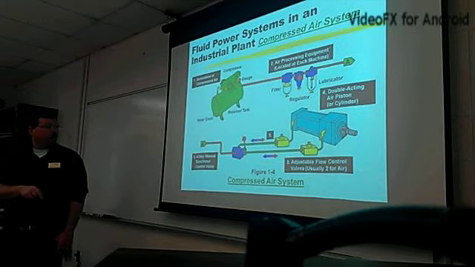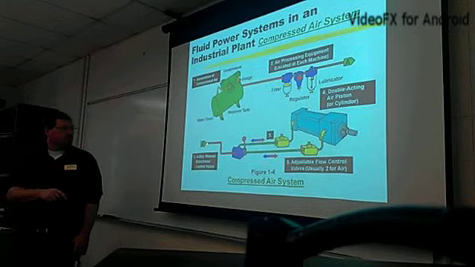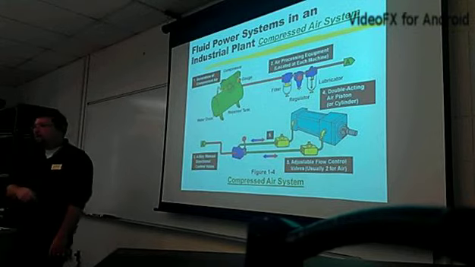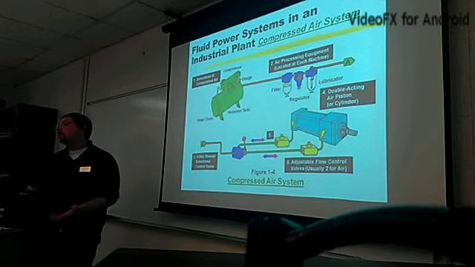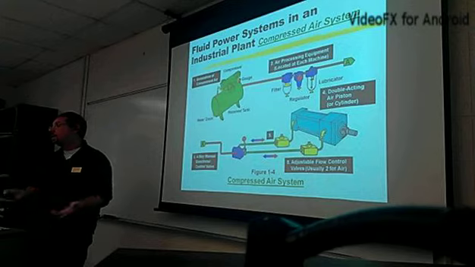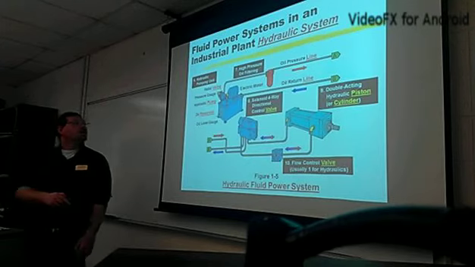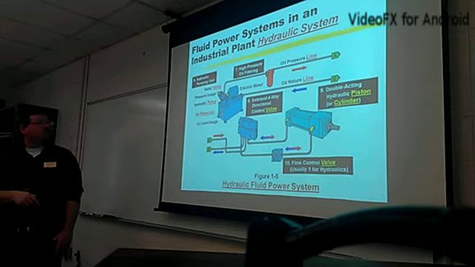We go through a 4-way directional valve, and here we go through some adjustable flow valves to an air cylinder. Notice that we only have one line, because in a compressed air system we will simply vent to atmosphere. We don't have to go back to our storage vessel. We just vent to atmosphere. That's all we have to do.